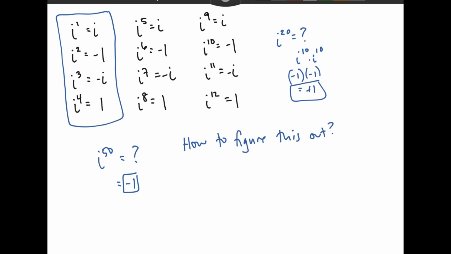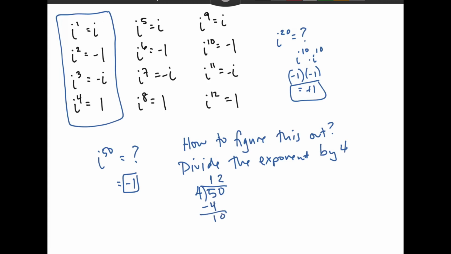Well, the easiest way is to divide the exponent by 4. So if I do 50 divided by 4, I'm actually going to use long division. So 4 goes into 5 one time, and it goes in 2 times. I get a remainder of 2. So again, this right here is your remainder.